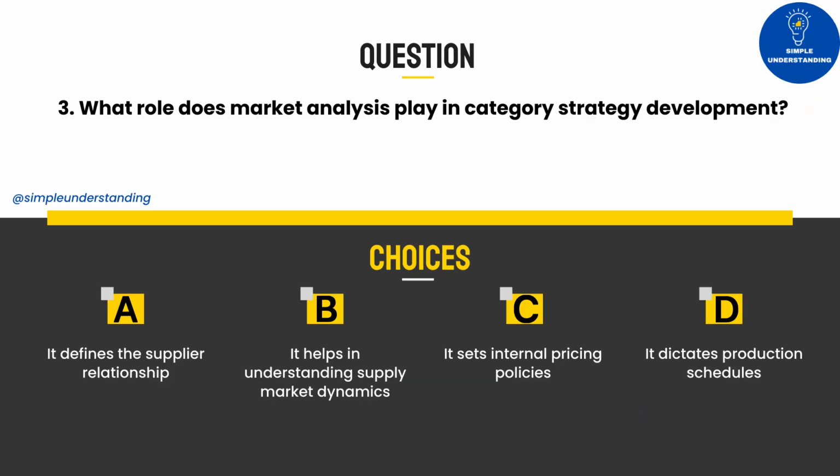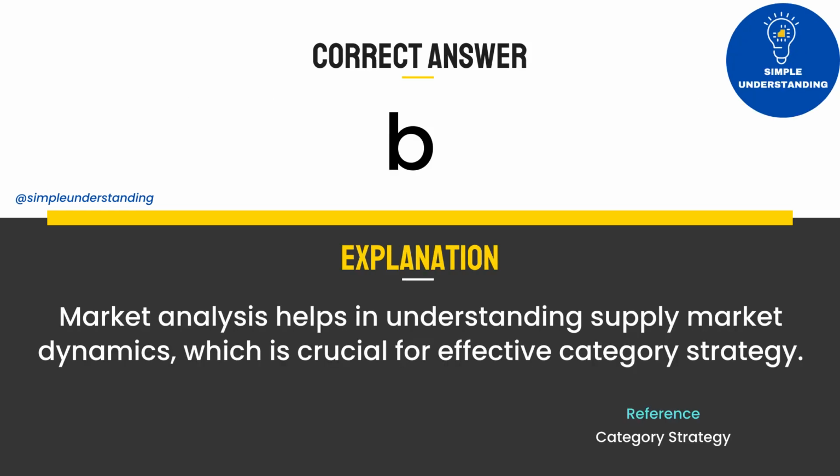3. What role does market analysis play in category strategy development? A. It defines the supplier relationship. B. It helps in understanding supply market dynamics. C. It sets internal pricing policies. D. It dictates production schedules. Correct answer B. Explanation. Market analysis helps in understanding supply and market dynamics, which is crucial for effective category strategy.